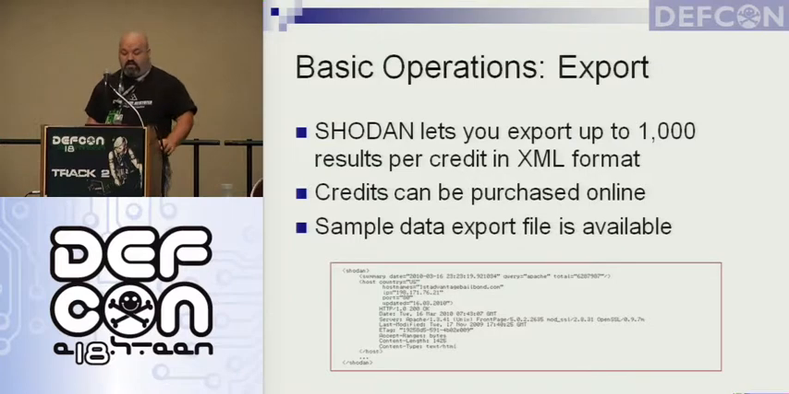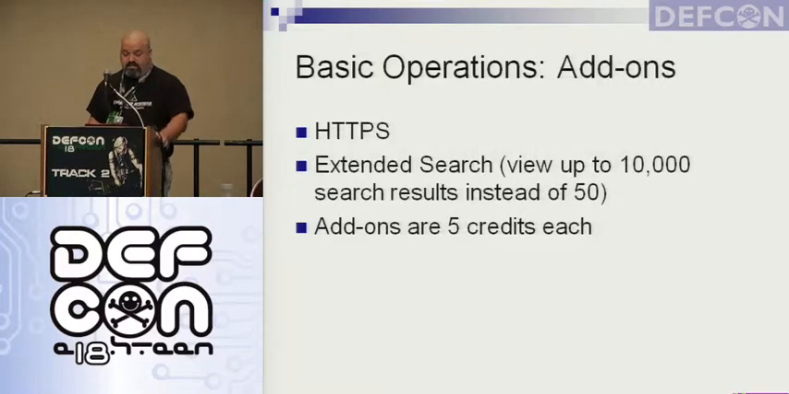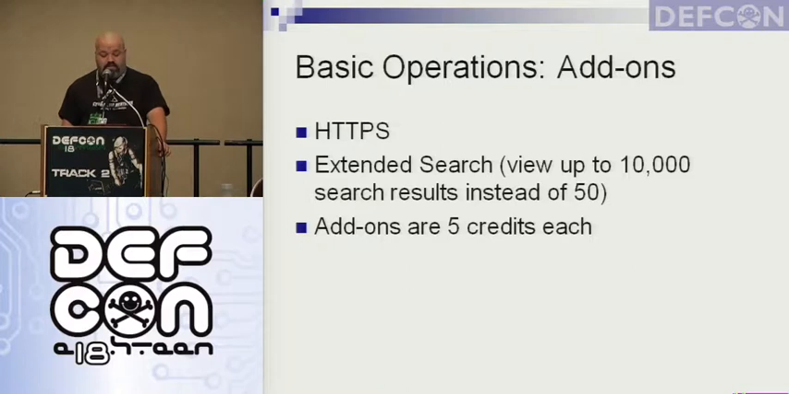Shodan allows you to export data, and this goes into XML format. So there's a sample data file there that you can download if you want to look at the format that it comes out in. And this is one of those add-on features that's available for Shodan. The other add-ons are the HTTPS data and the extended search. Typically, even if you're logged into Shodan, you're going to be limited in the number of results you can see. If you do the extended search add-on, you can view up to 10,000 results.